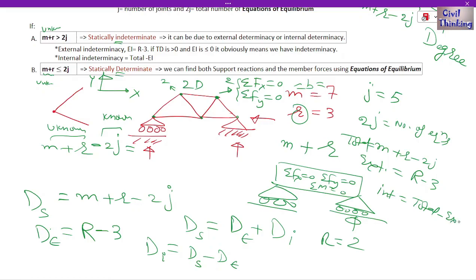Total minus external, right? So that's what is written here. So I hope you understand this. So let's move on.